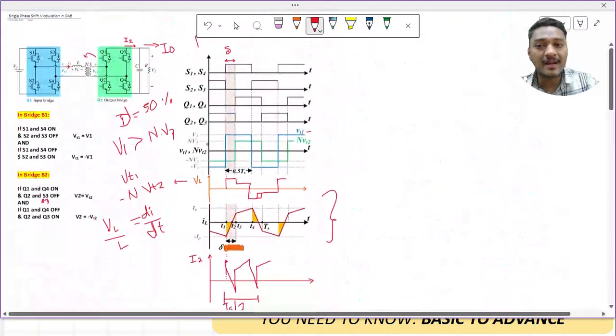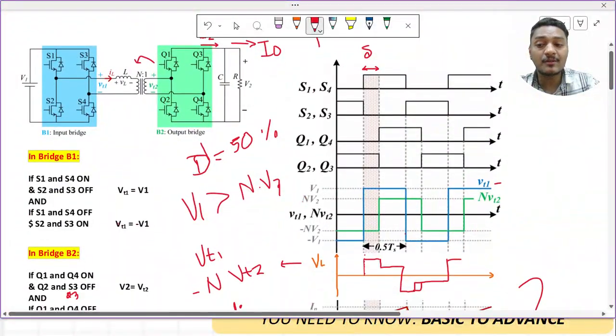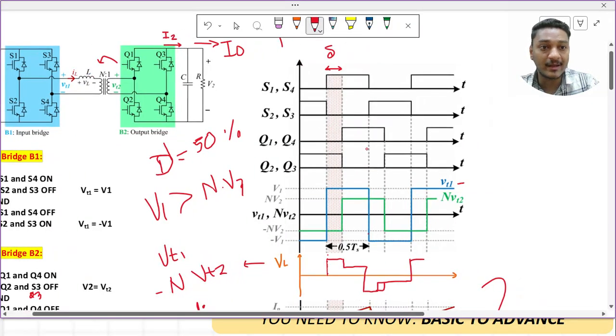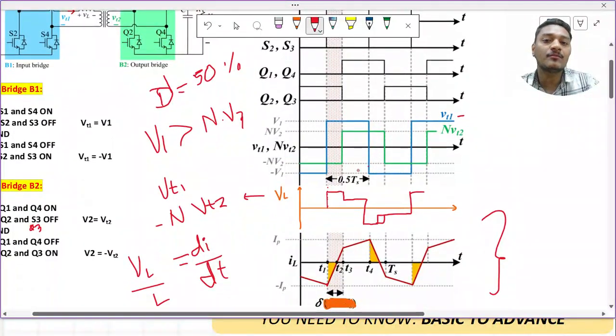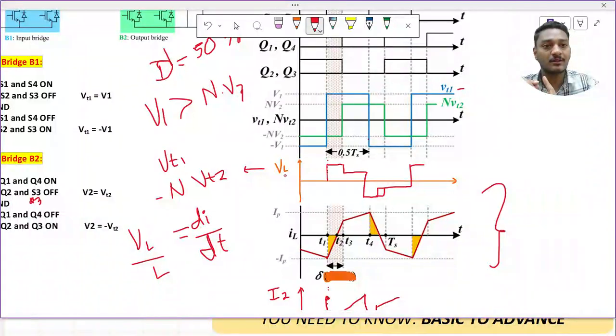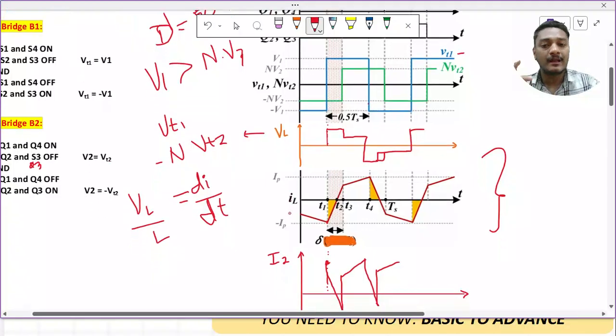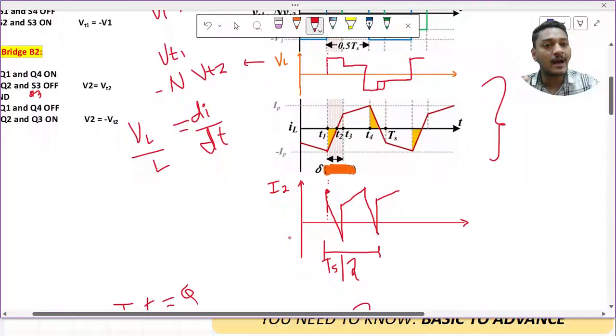So how did we start this video? We started with this simple DAB converter operation. Then we have the gate pulses. We know this sequence for single phase shift, and from this we tried to come up with the waveform for VL. For the different modulation techniques, you will draw the VL waveform on your own. In the same way, we have tried to come up with the waveform for IL, and from that the waveform for I naught.